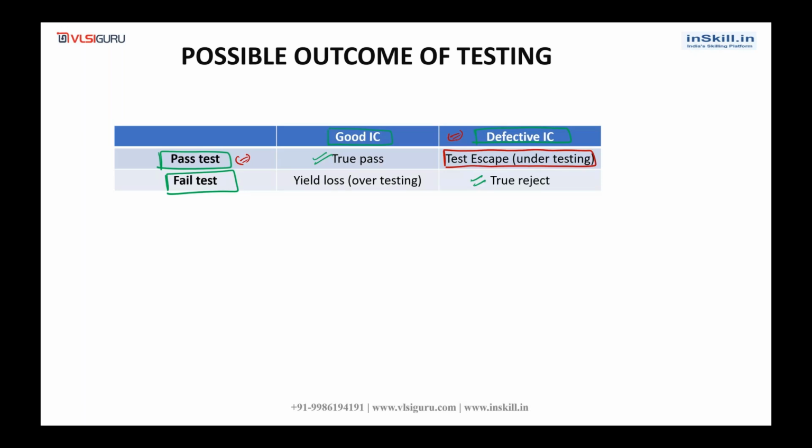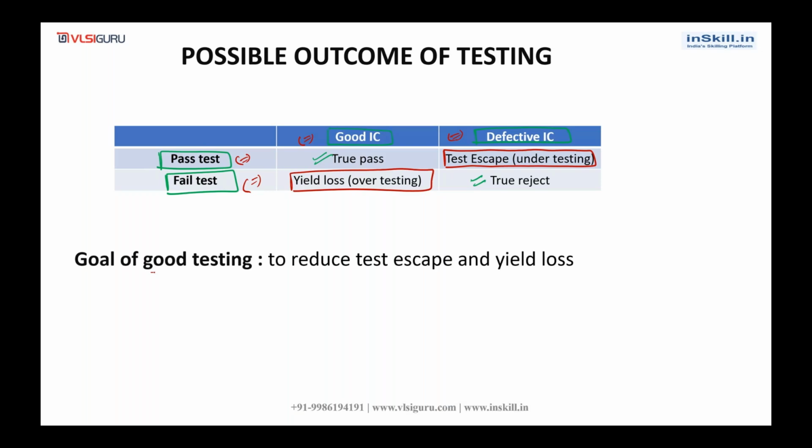And if a good IC fails the test, then it is called yield loss. It's also called over testing. So the goal of good testing is to reduce the test escape and yield loss.